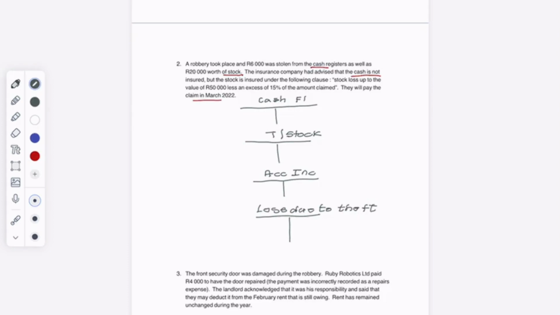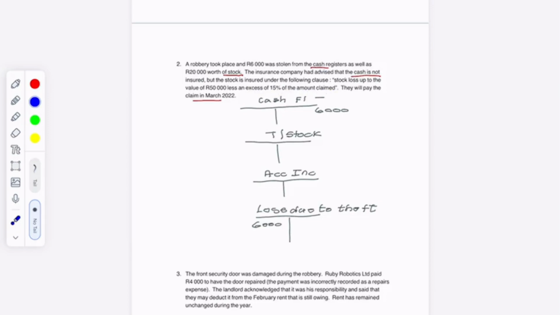We've lost that 6,000 Rand, so we're going to minus it out of our cash float. We're not insured for that, so we've got to write that off as a loss. Then the stock. Let's understand what the insurance policy says. It says it's insured up to a value of 50,000. Well, that's good because we lost 20,000 stock. But there is an excess of 15% of the amount claimed.